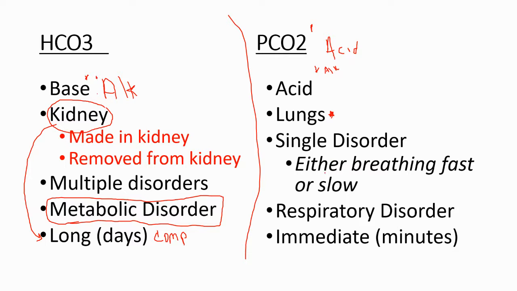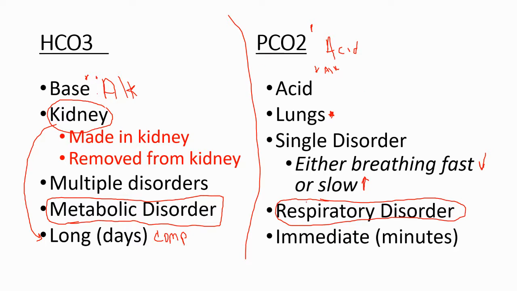It's a breathing disorder. Either somebody's breathing too fast and breathing off all their CO2, so their CO2 goes down, or they're breathing slow because they're oversedated or whatever reason it is, and their CO2 doesn't come out of their body through their lungs. It stays in the body because the lungs aren't breathing it off. So a respiratory disorder is what causes problems with CO2, either an increase or a decreased CO2.